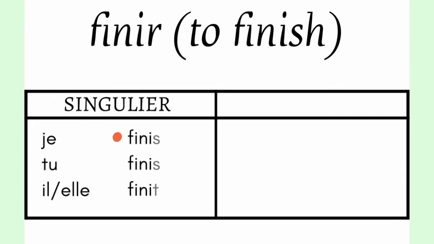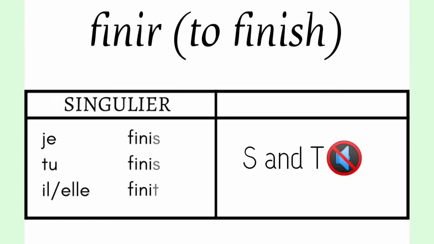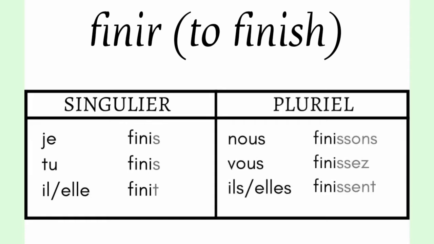So with je, it will become finis, with tu, finis, il, finit, elle, finit. Can you see we have pronounced je, tu, il, elle? All the forms of finir are similarly pronounced because the s and t in the end are not pronounced in French. Let's continue. Nous finissons, vous finissez, ils finissent, elles finissent. So this is the way we conjugate finir.